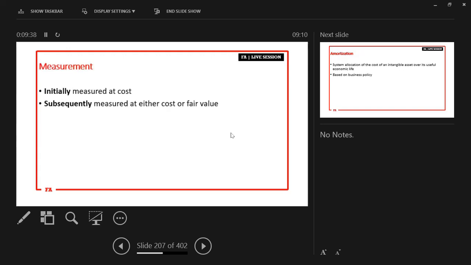Under measurement, initially these assets will be measured at cost, and then subsequently you can either use cost or fair value. So as basic as that. Now, fair value simply means market value. Measurement is a critical aspect of accounting. We used to ignore it in the past, but today it is something that is critical. You can't produce reliable accounts without paying attention to matters of measurement.